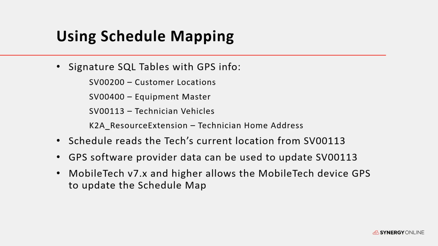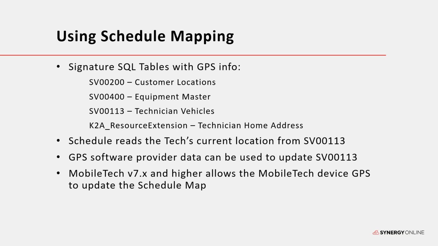So when we're talking about schedule mapping, there's a handful of tables in our database where we're storing GPS data. It's the latitude and longitude, or geolocation data. Those tables would be our customer locations, so we need the latitude and longitude populated there. We can also populate latitude and longitude in our equipment master table.